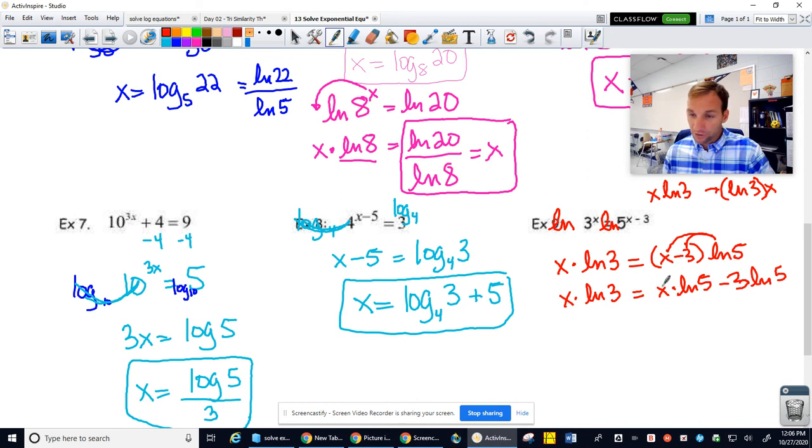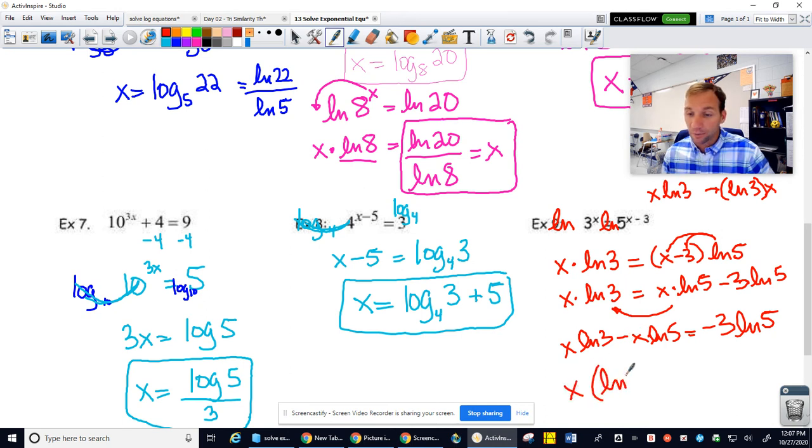So now I have two things that have natural log in them. So I'm going to get them both on the same side, because you get your x's on the same side, right? This is just algebra with decimals. No one, of course, likes decimals, but algebra with decimals. So x times the natural log of 3 minus x times the natural log of 5, negative 3 natural logs of 5. So now that both of these have a coefficient of x, I'm going to factor that out.